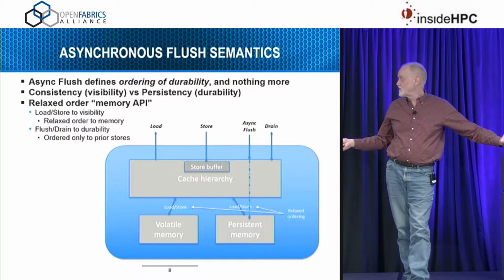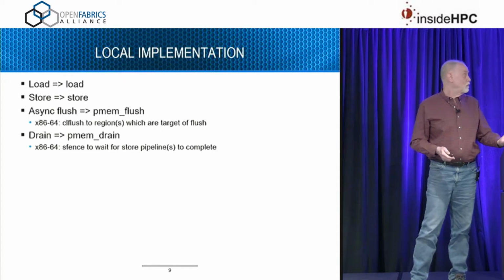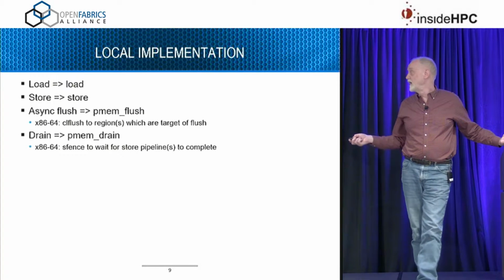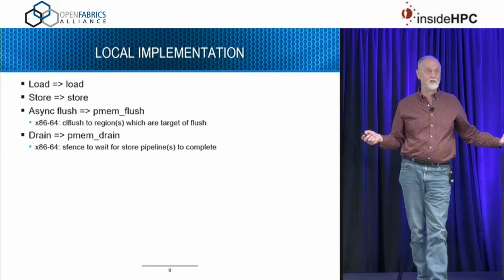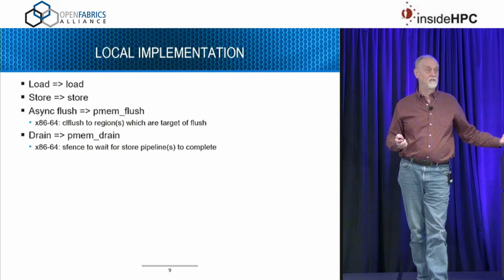And these loads and stores happen completely asynchronously from these loads and stores. Well, that's very much like RDMA, but it's relaxed ordering down here. And the load stores put data in visibility, but only the flushes move it to durability, right? So you can think of it like a 2-step process. A local implementation, load is load, store is store. That's simple, right? These are move instructions on x86. Async flush, once again, is a CL flush. And drain is a PMEM drain on x86 that'll turn into an sfence.